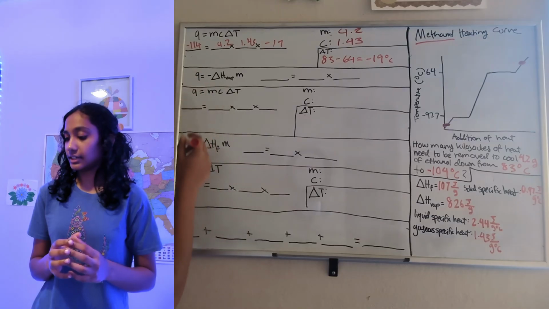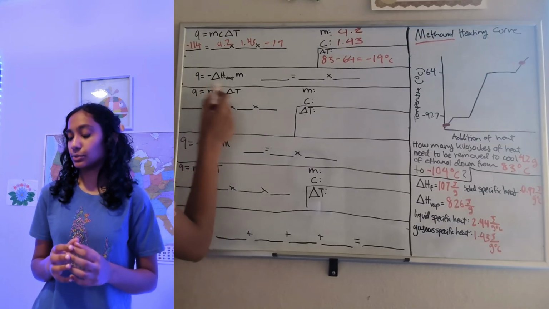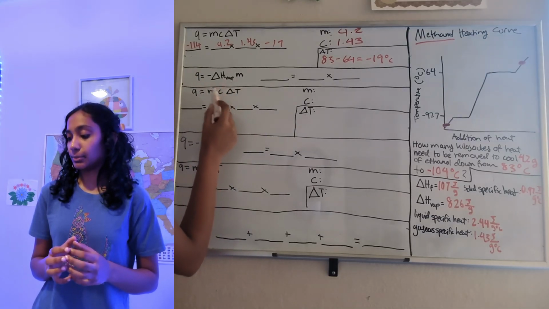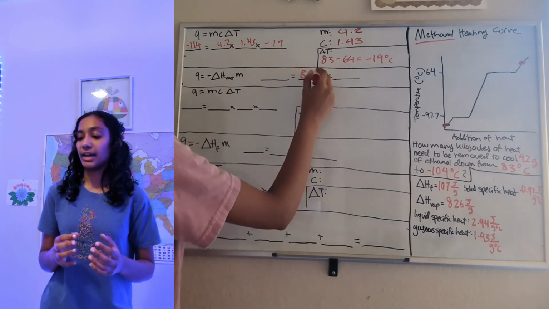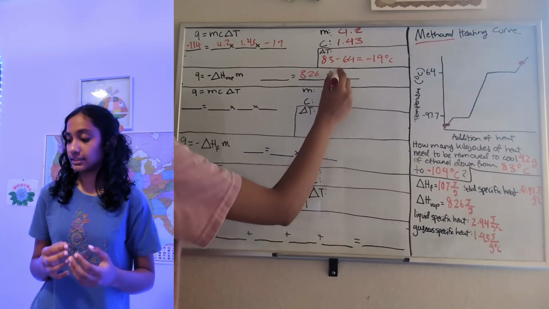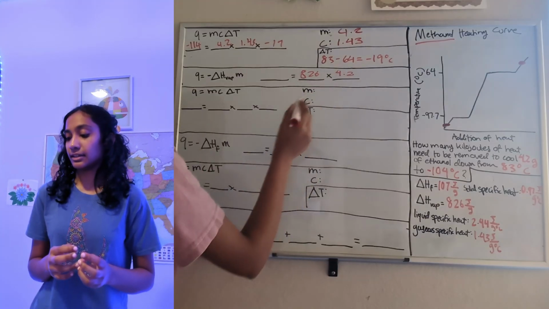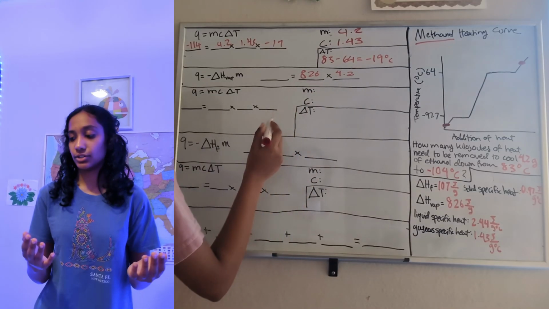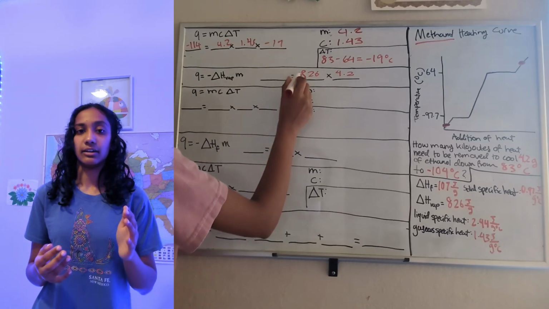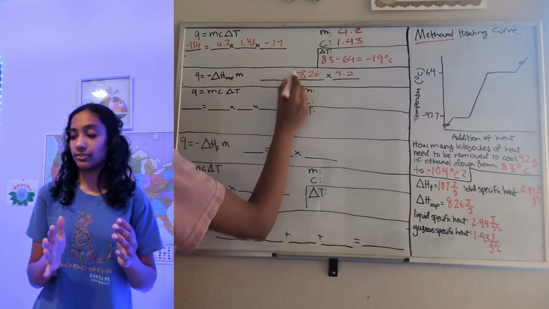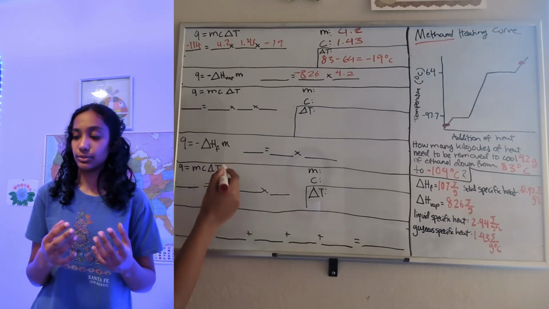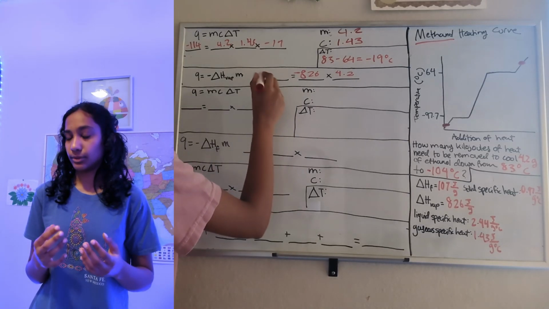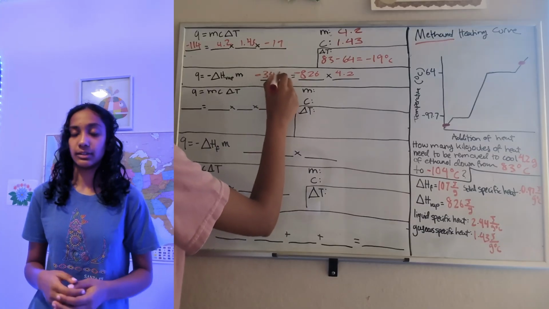Now, let's find the energy needed to condense methanol from a gas to a liquid. Its enthalpy of vaporization is given to us as 826 joules per gram, and its mass is given to us as 4.2 grams. But because we're doing the opposite of vaporization, which is condensation, we need to turn 826 into negative 826. Negative 826 times 4.2 gives us negative 3,469 joules.